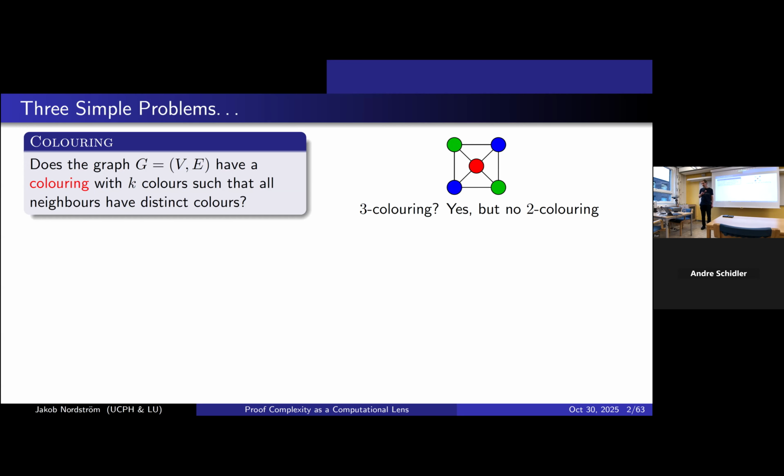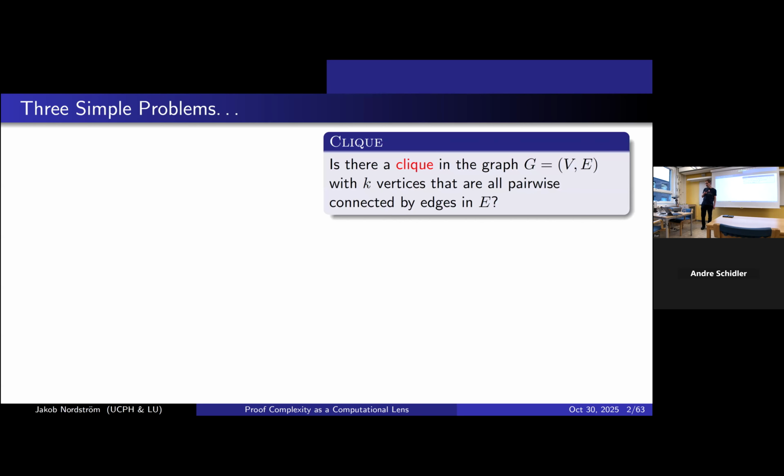Hopefully most of you will know this problem. Another problem that most of you will know is clique. So now we're looking to find a number of vertices that are all pairwise connected, the clique. We want the clique to be as large as possible. Since there's a triangle, we can find the 3-clique. And you can look at this graph now and think for a while, and you realize that 3 is the largest clique we can find in this particular graph.